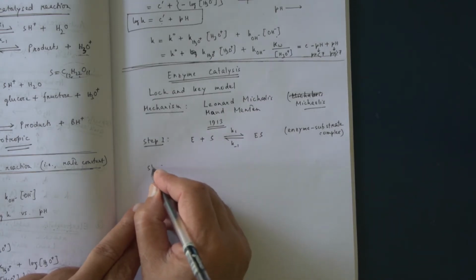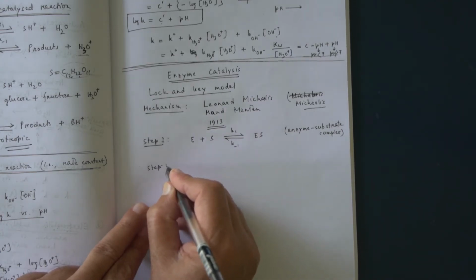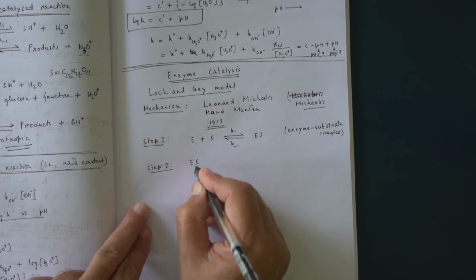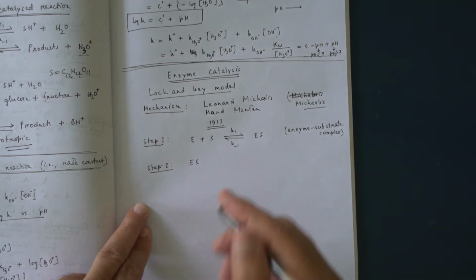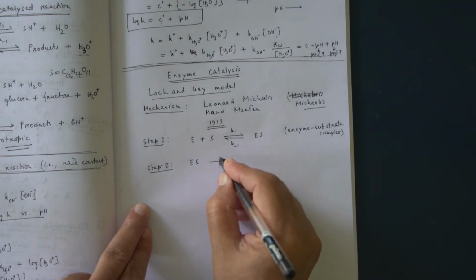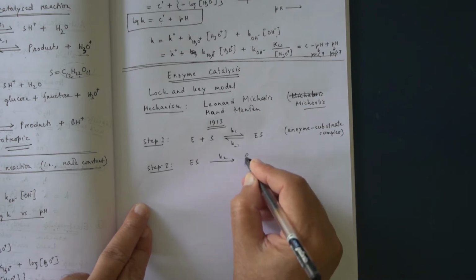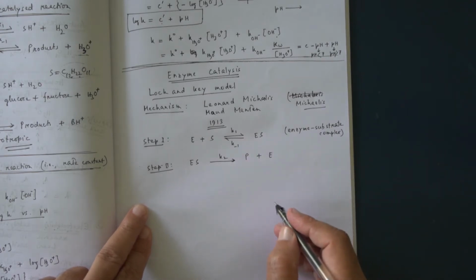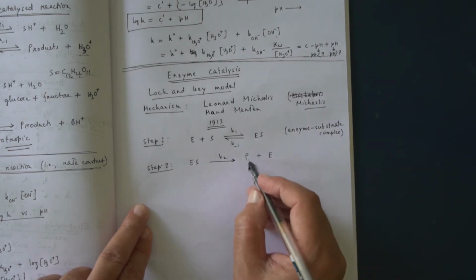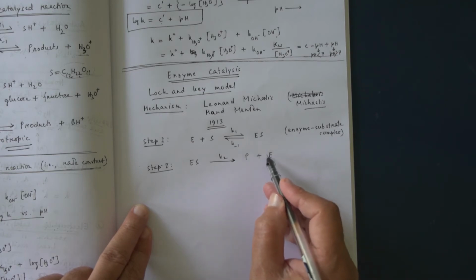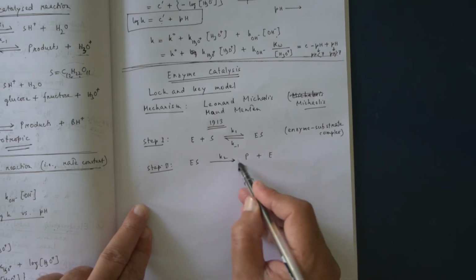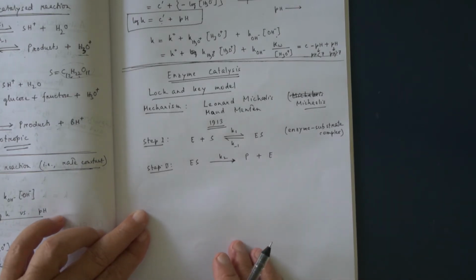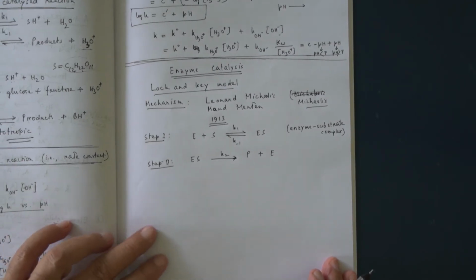And what is the second step? The second step is that this enzyme substrate complex breaks down to form the product, P, and of course we get back the catalyst, that is the enzyme. So this is the mechanism proposed by Michaelis and Menten.